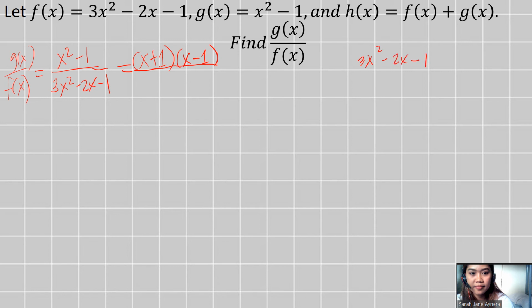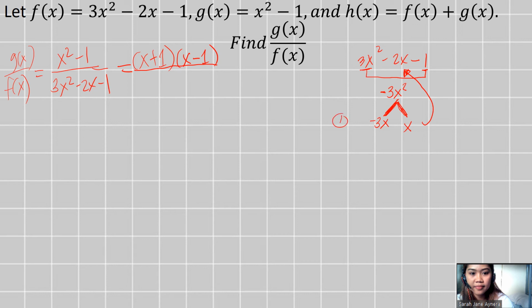This is a trinomial wherein the numerical coefficient of x squared is not 1. So, you will multiply the first term and the last term. 3x squared times negative 1 is negative 3x squared. Now, you have to get the factors of negative 3x squared such that the sum is equal to negative 2x, and that is negative 3x times x. When you multiply these, negative 3x times x is equal to negative 3x squared. When you add these two factors, that is equal to the middle term, negative 2x.